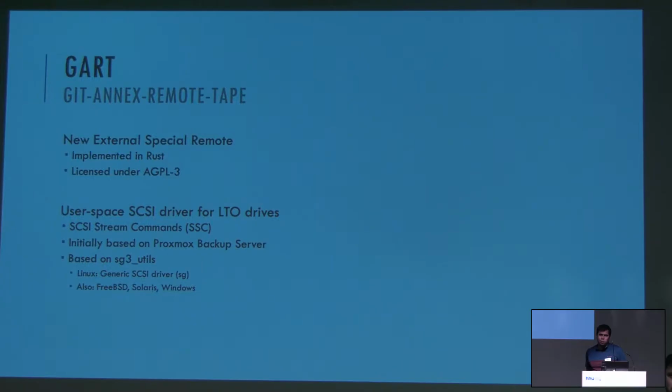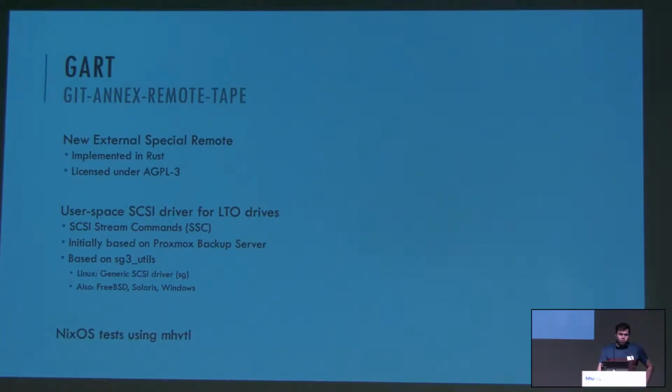And then I looked at how Proxmox is doing it. Proxmox, a virtualization tool, has a backup server. That backup server is implemented in Rust as well. And they already implemented a user-space SCSI driver for tape drives. So I took that, heavily refactored and changed it. And nowadays, in my remote, I'm basically sending raw SCSI commands to the tape drive. That's based on SG3utils, which is a C library to send these raw SCSI commands. It has the nice advantage that it is portable, running on FreeBSD, Solaris, and even Windows.